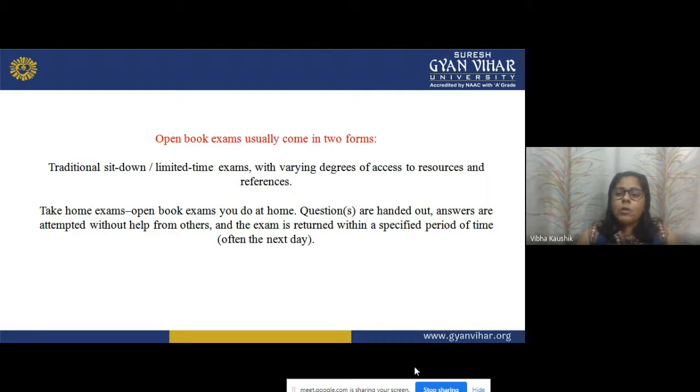Questions are handed out. Means the teacher will give the questions to the students. Answers are attempted without help from others, and it is expected from the learners that they will attempt the answers without taking help of other individuals, and the exam is written within a specified period of time, often the next day. And after completing the paper, you have to submit the answer sheet to the course instructor.